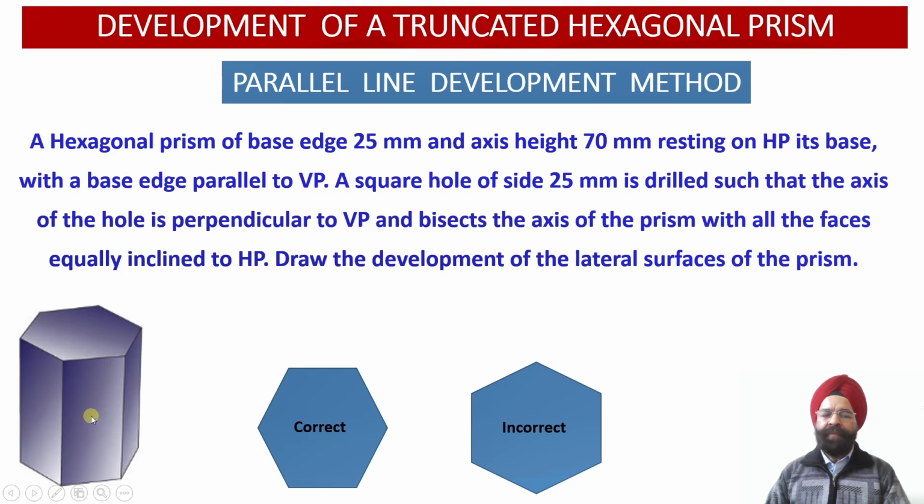Now at the midpoint, we have to obtain a square hole, and another condition applied is that all the faces of the square hole will be equally inclined with respect to the horizontal plane. So the square hole in this orientation will be located at the center of the axis of this hexagonal prism. All four faces of the square hole will be inclined with respect to the horizontal plane at an angle of 45 degrees each. With this information, we are required to obtain the development of the lateral surfaces of the truncated prism.